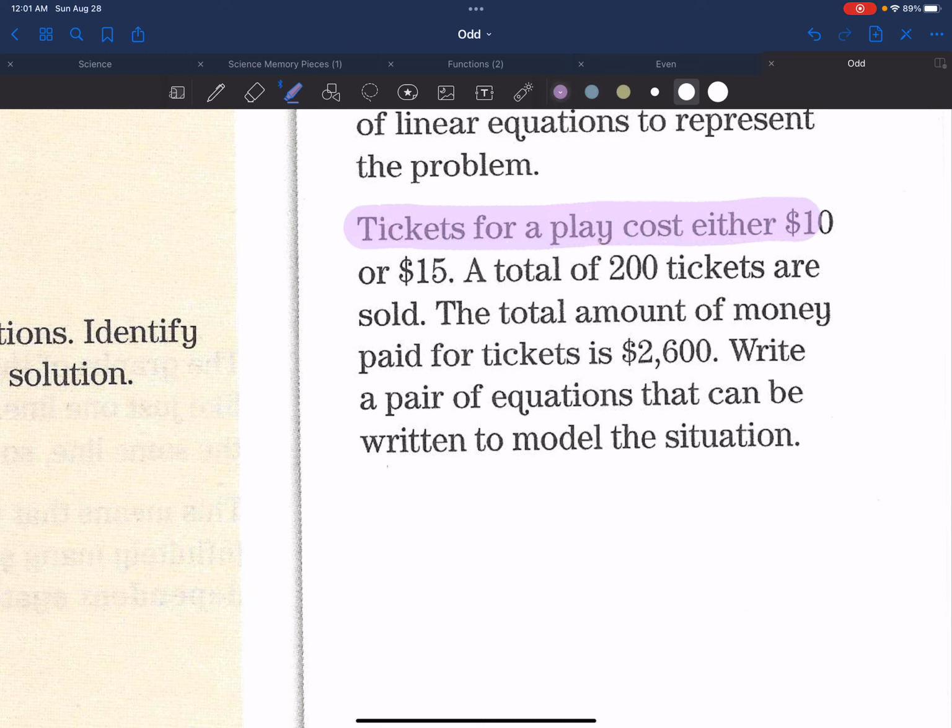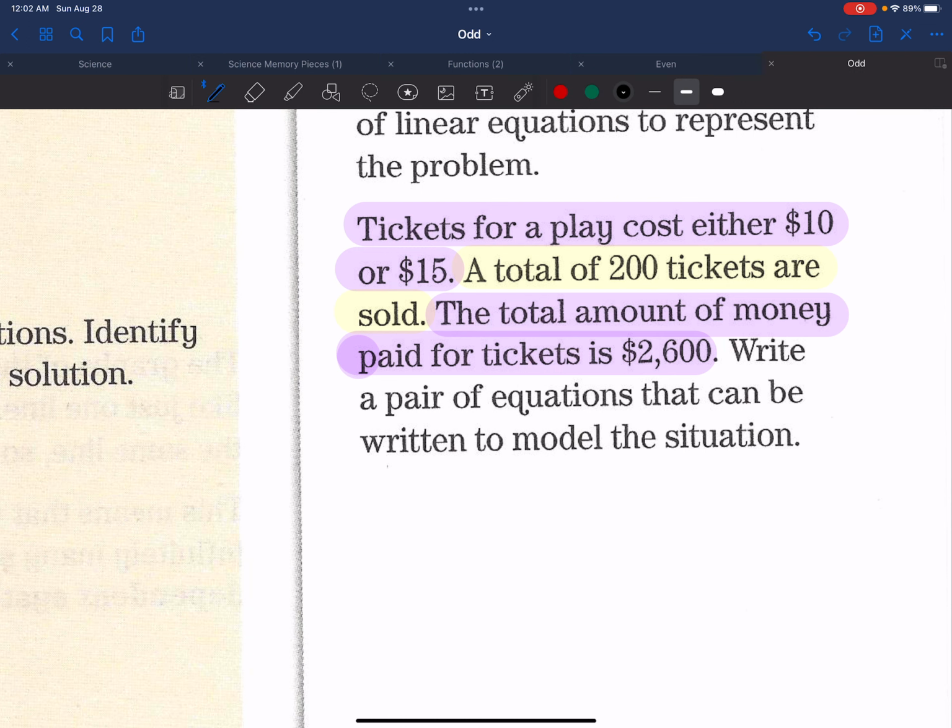Tickets for a play cost either $10 or $15. The total amount of money paid for tickets is $2,600. Now, all those relate together because they're all money. So I'm going to highlight that together. Then this one is a total of 200 tickets are sold.